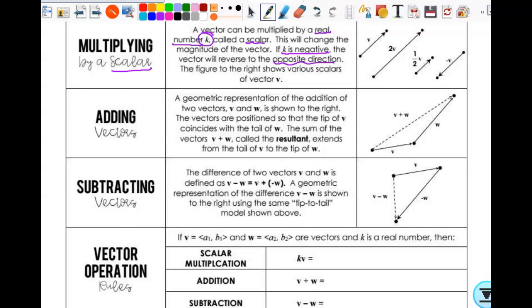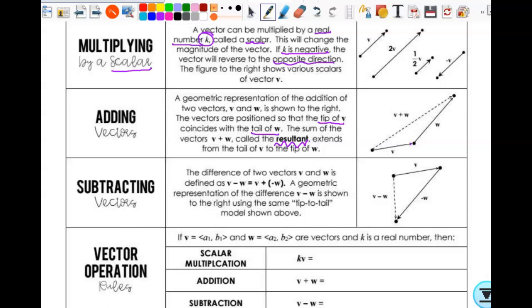Geometric representation of addition, v and w, is shown at the right. They're positioned so that the tip of v coincides with the tail of w. When you add them, their sum is called the resultant. So we have a resultant vector. So here's vector v. Remember, you can move them around in any spots. So v is right here. Wherever v ends, that's where w is going to start. You just kind of connect them together. Think like snapping Legos together. And then here's v, here's w. When you connect the two, that is your visual representation of v plus w.